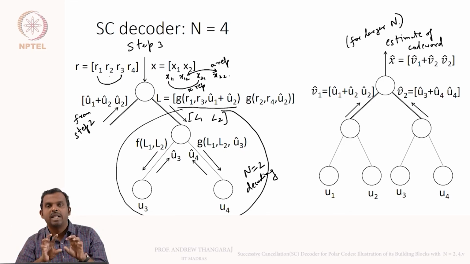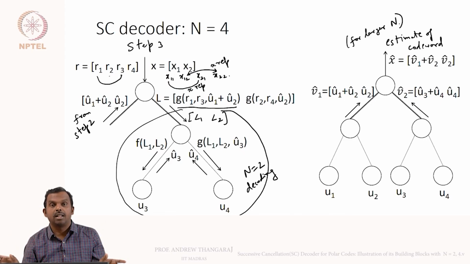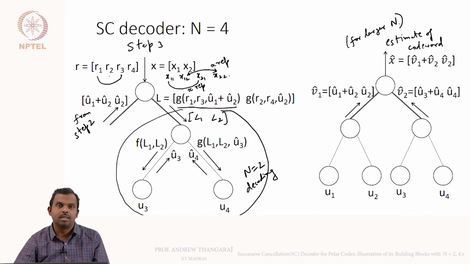Once we describe what every node does, we can describe the entire decoding algorithm for any n. So far I showed you only for n equals 4, we will generalize from here and talk about how the decoder works for a general n, and that I will do in the next lecture. Once we are done with that, we can write a simple MATLAB code to simulate it, and we will be done with the single successive cancellation decoder for polar codes.